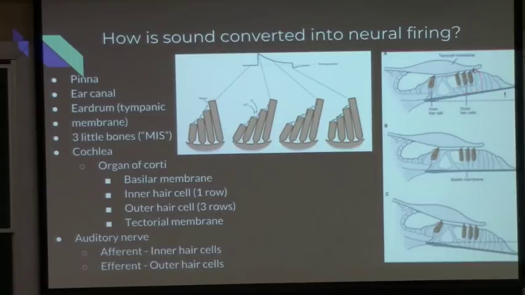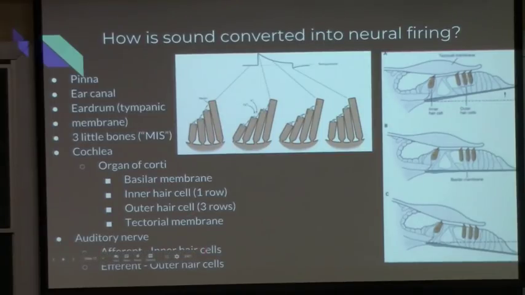The outer hair cells connect with the efferent nerves. Afferent is the arriving signal, and efferent is the exiting signal. So you do have some signals that go from your brain to your ear, and those would connect with your outer hair cells. Whereas the afferent signals, the arriving signals from outside, will be transmitted through the inner hair cells. And how does that transmission happen?